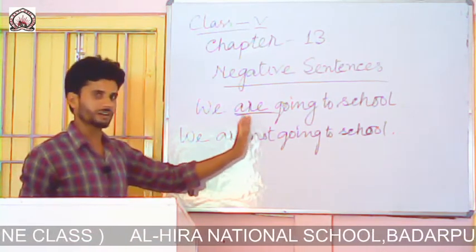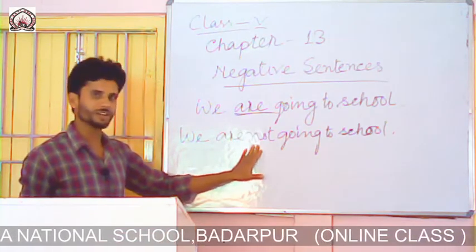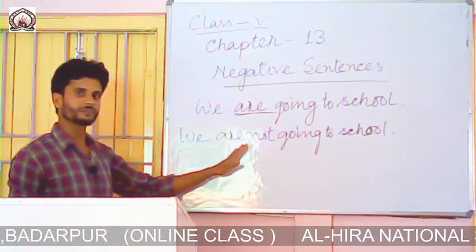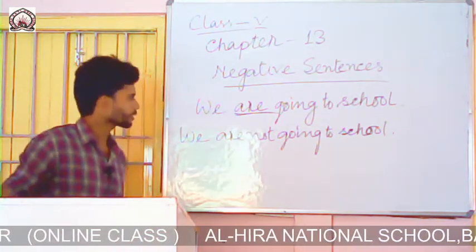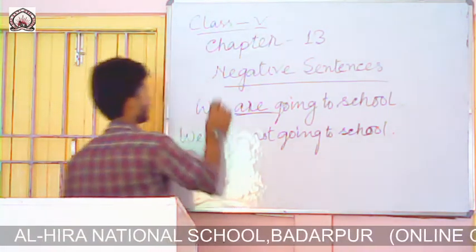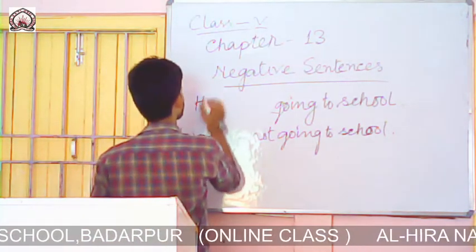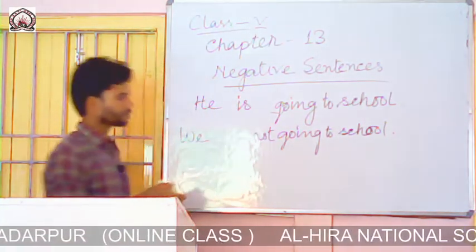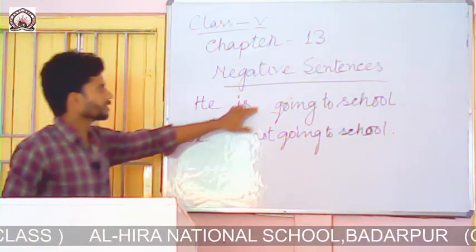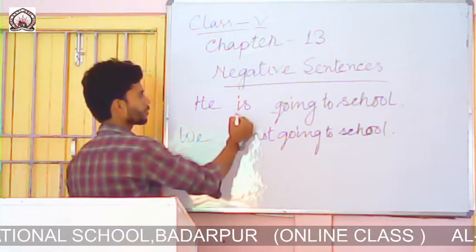Right after the auxiliary verb, right after the helping verb, we have written not, and it has become a negative sentence. So let's try to change this sentence. Let's change the subject and the auxiliary verb. Like if I write he is going to school. He is going to school. So here the auxiliary verb or the helping verb is what? Is. This is the helping verb or auxiliary verb.